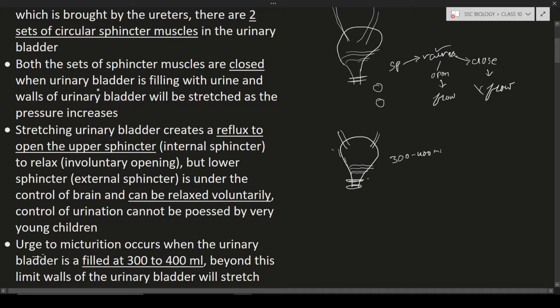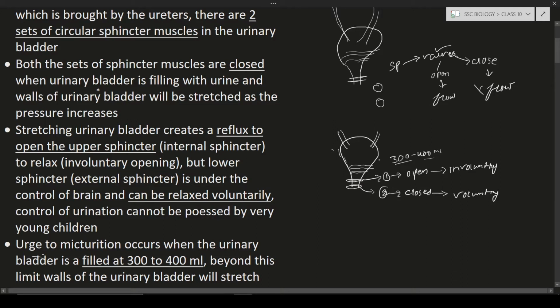At this condition, the first sphincter is going to open while the second sphincter is closed. The first sphincter opens when the urinary bladder is filled up to 300 to 400 ml. This is known as an involuntary action. The first sphincter is opened involuntarily, but the second sphincter is voluntary, which means you can open it only when you are interested. As a result, the urine will not flow out whenever it wishes.